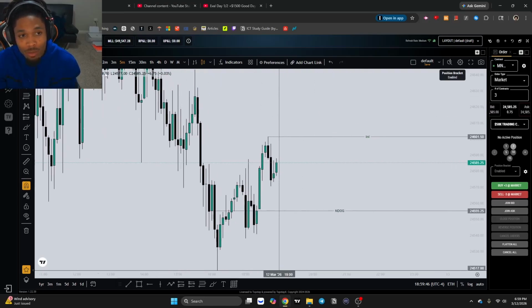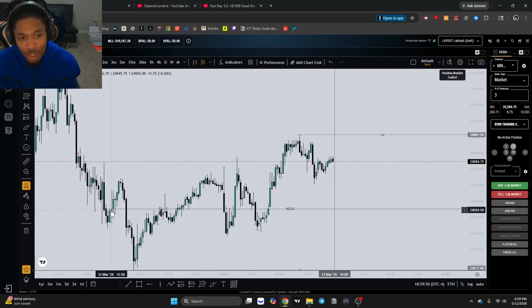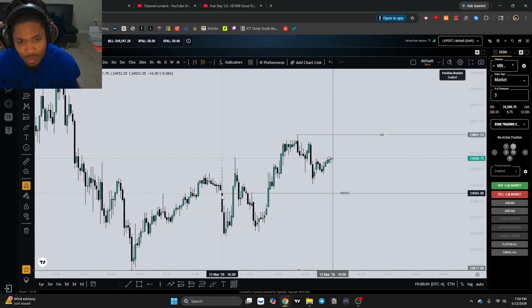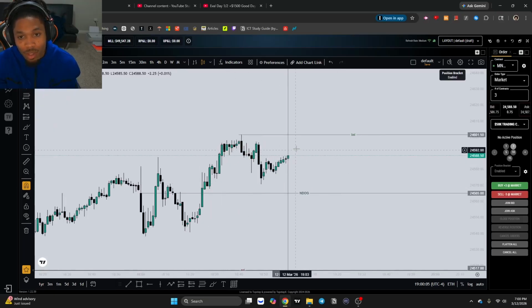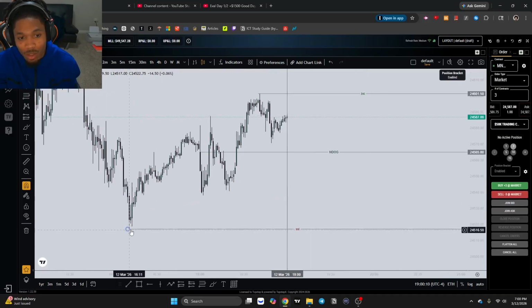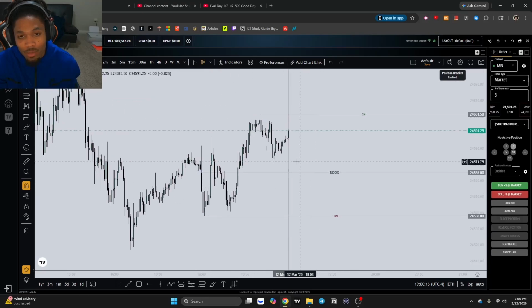So basically the rule of this model is you mark out, I'm tripping, it's 18. Is it 17 or 18? It should be 18. There we go. So look, we get Asia open, we mark out buy side and sell side prior to Asia open. So this is sell side. So we got Asia open, we mark that out.